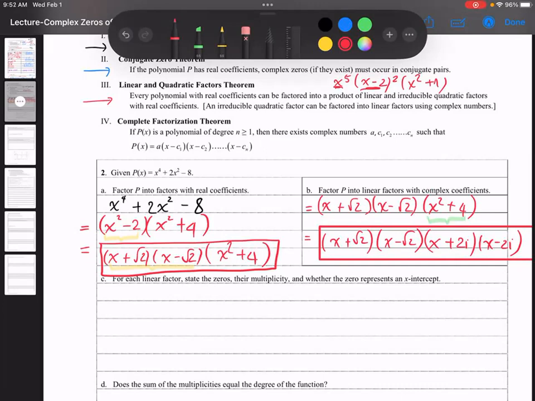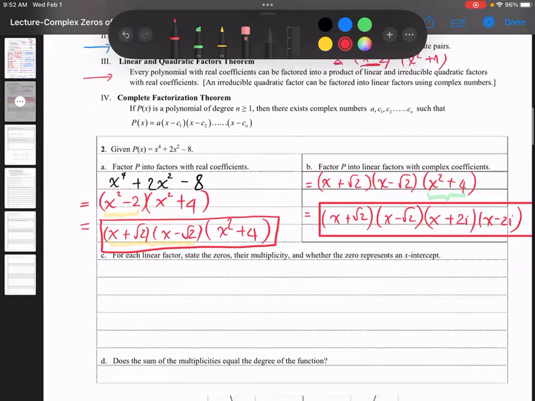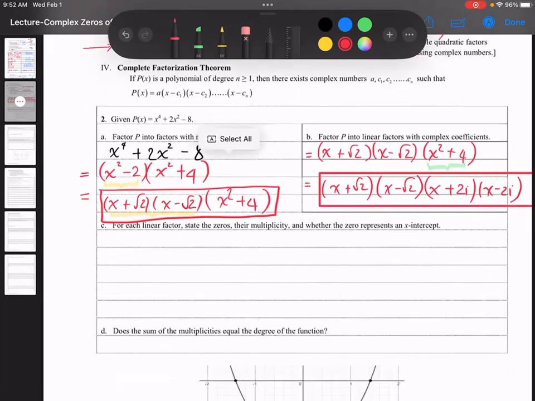For each linear factor, state the zeros, their multiplicity, and whether the zero represents an x-intercept. All right, so each factor, my factors will be what? By the way, if they're the same, do not write it twice, okay? But they're all different here, so we're going to write it down. So my factors: the first one will be x plus root 2, x minus root 2, x plus 2i, x minus 2i.